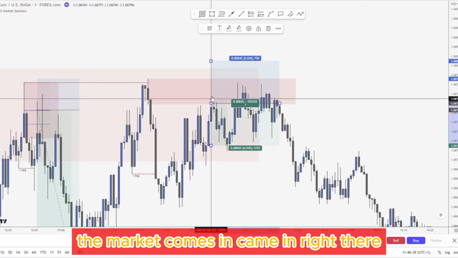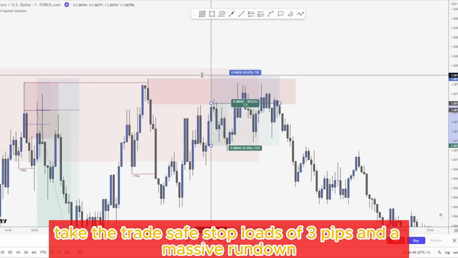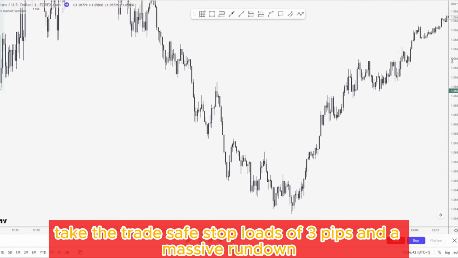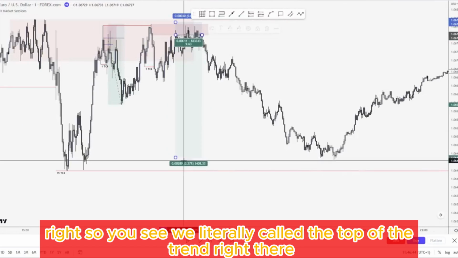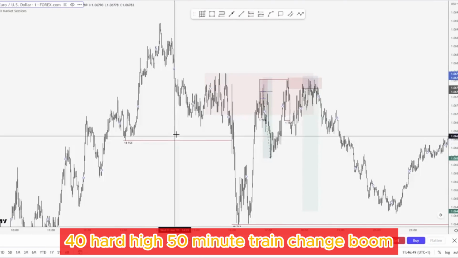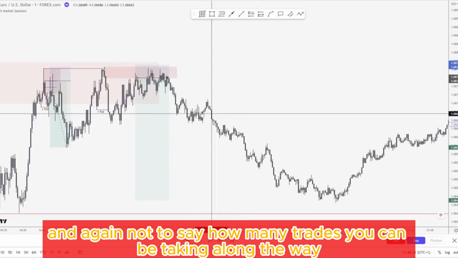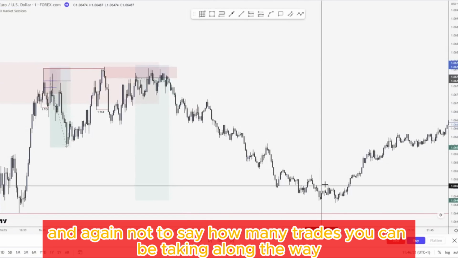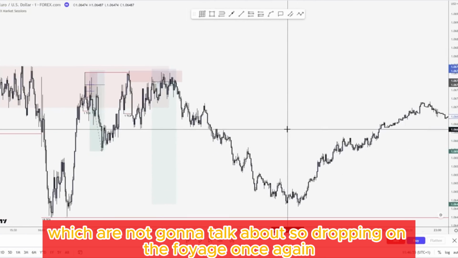The market comes in, it came in right there. Take the trade, 3 pips stop loss, and a massive run down. Right? So you see, we literally called the top of the trend right there. 40-hour high, 50-minute trend change, boom. And again, not to say how many trades you can be taking along the way, but this again is our entry models, which we're not going to talk about.